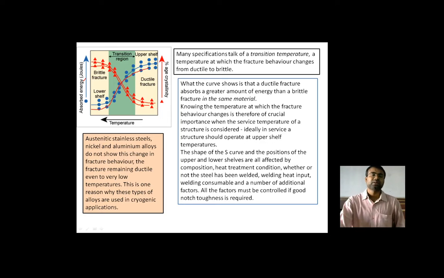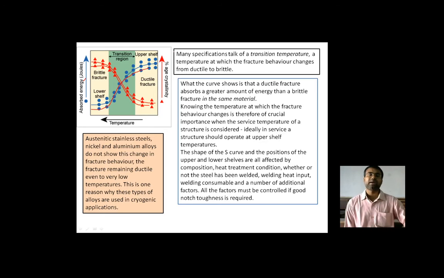Ideally, the structure should operate at the upper shelf temperature, that is the ideal temperature. The heat treatment condition, composition, whether or not the steel has been welded, welding heat input, welding consumable, and a number of additional factors affect that particular scenario of the material. So all the factors must be controlled if good notch toughness is required. The austenitic stainless steels, nickel, and aluminum alloys do not show the change in fracture behavior. The fracture remains ductile even to very low temperatures. This is one reason why these types of alloys are used in cryogenic applications.